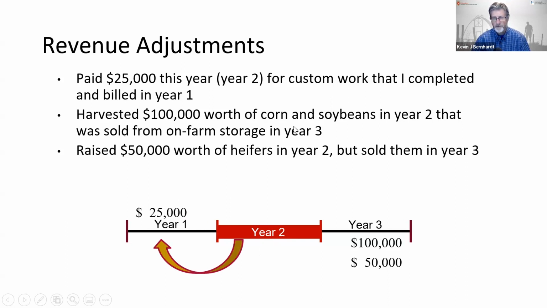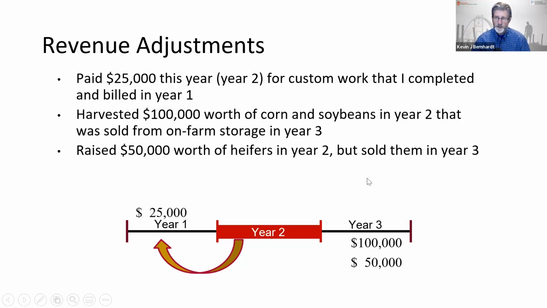The second bullet point is very similar to the example I gave earlier. I have $100,000 worth of corn and soybeans in year two that was produced and made ready and available for sale in year two. And then I stored it in year two and didn't sell it until year three. By the same token, I had $50,000 worth of heifers that I did all the work of raising in year two, but I didn't sell them until year three.